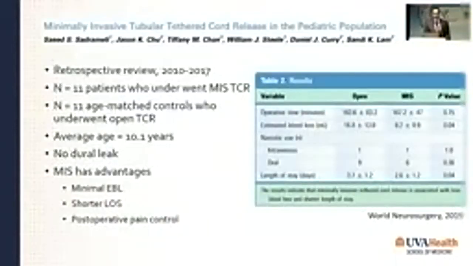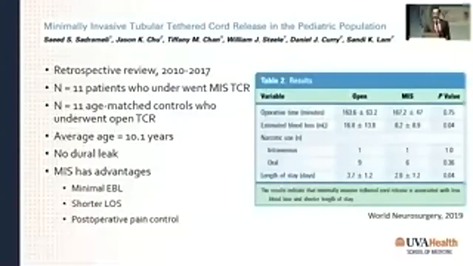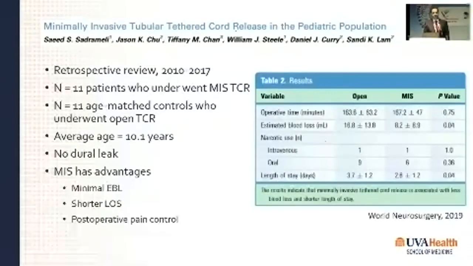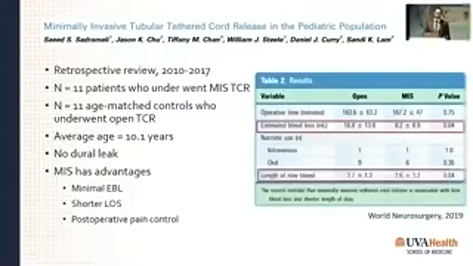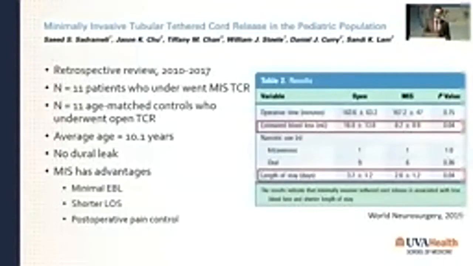Recently, just this year, Sandy Lamb, also from Texas Children's Hospital, who recently moved to Chicago, had a retrospective review of tethered cord releases, 11 patients, and they compared this with age-matched controls who underwent open tethered cord releases. The average age of this patient cohort was 10.1. They experienced no dural leaks, and the statistically significant differences were a lower blood loss and a lower length of stay in terms of using these tubular retractors.